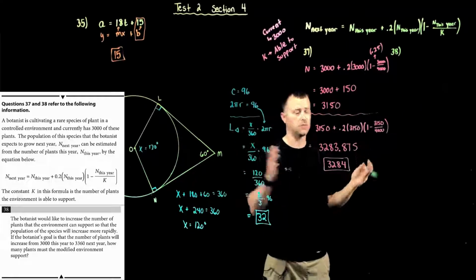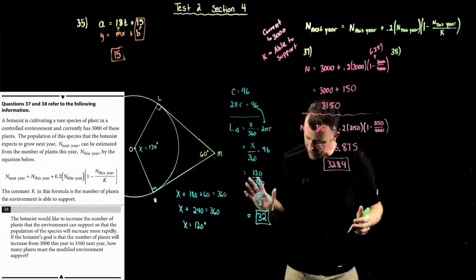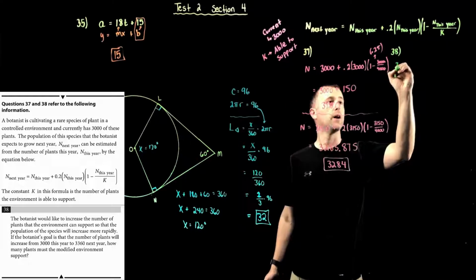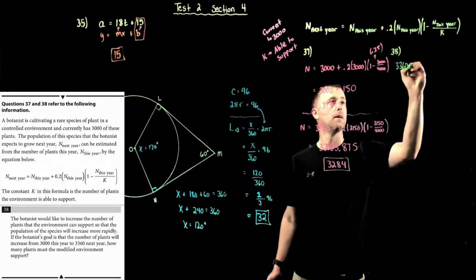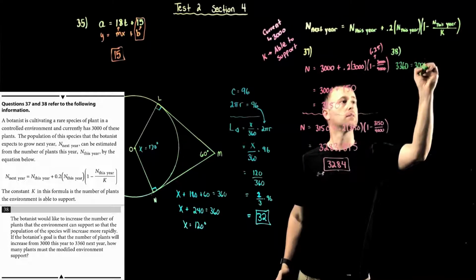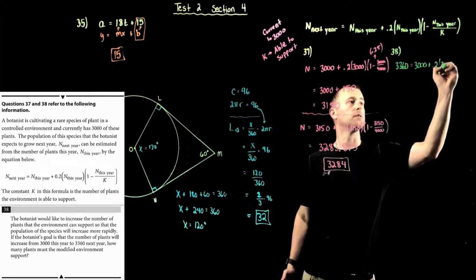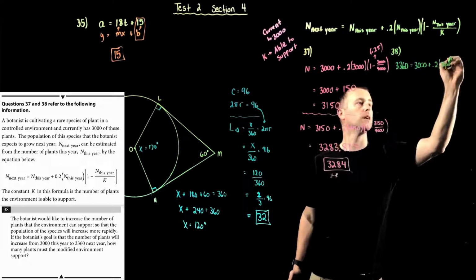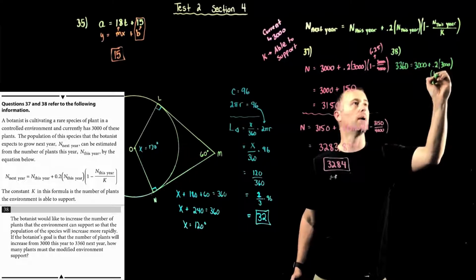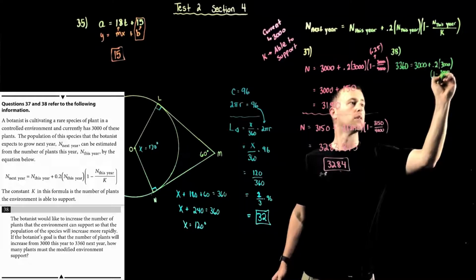So we just set this up, and we have to do a little bit of algebra here, but we'll make it work. So end of next year, they said, is 3,360. So I'm going to go 3,360 equals end of this year, which they said is 3,000, plus 0.2 times 3,000. I'm running out of room here, so I'm going to go ahead and move this down. This is times again, but it's 1 minus end of this year, which is 3,000 over K.